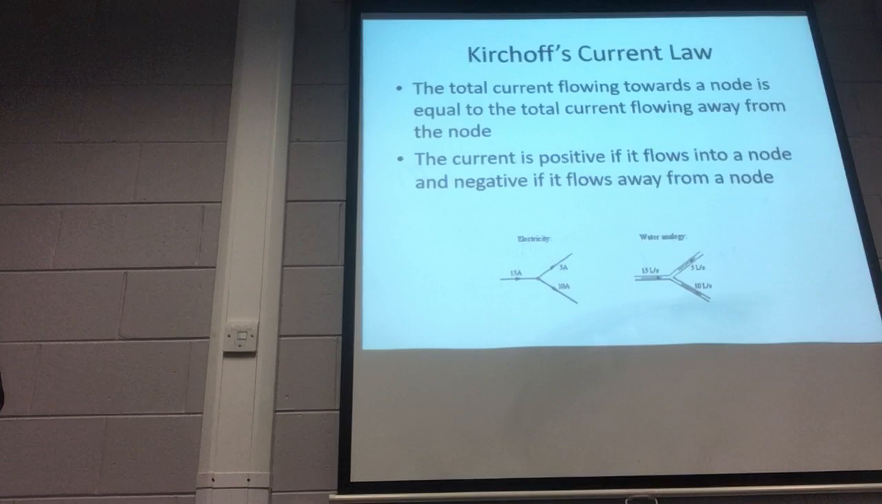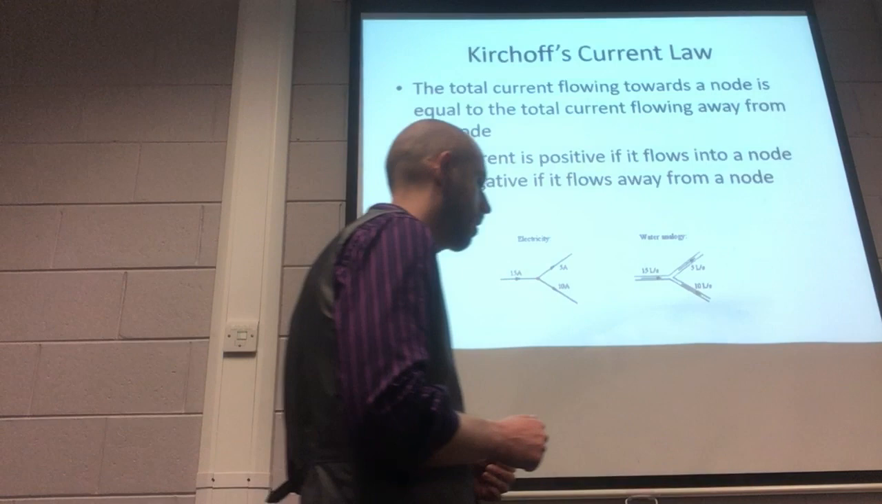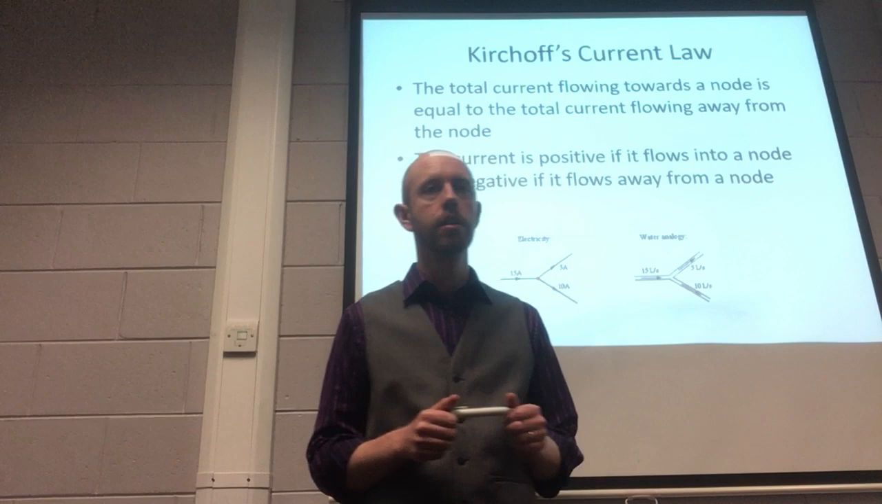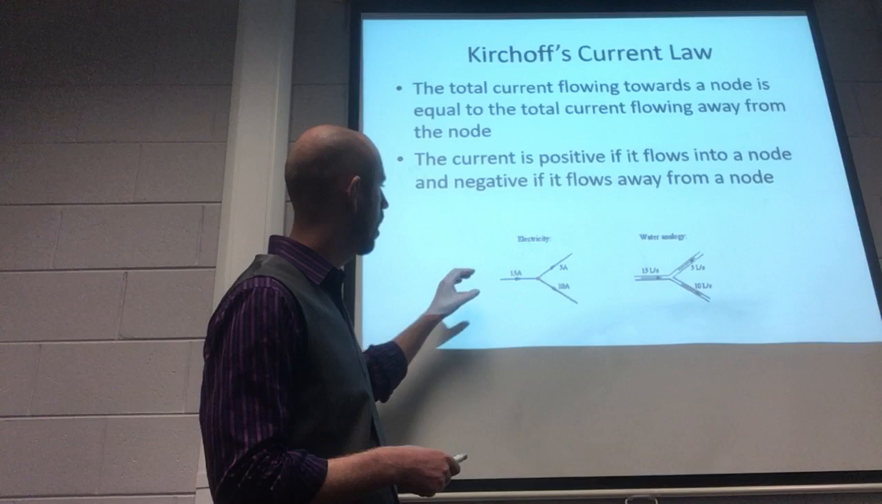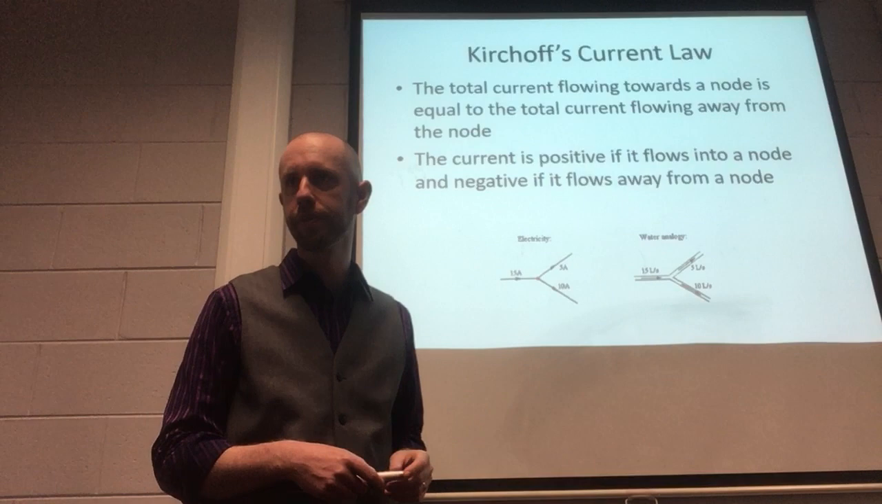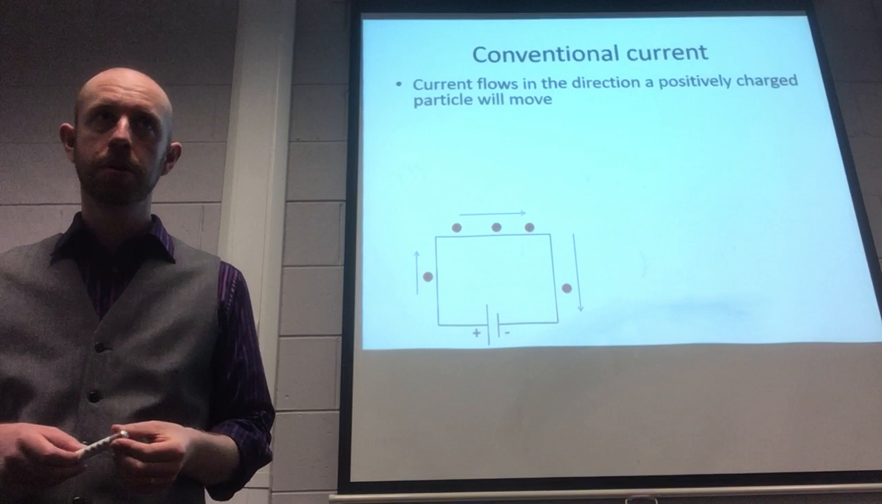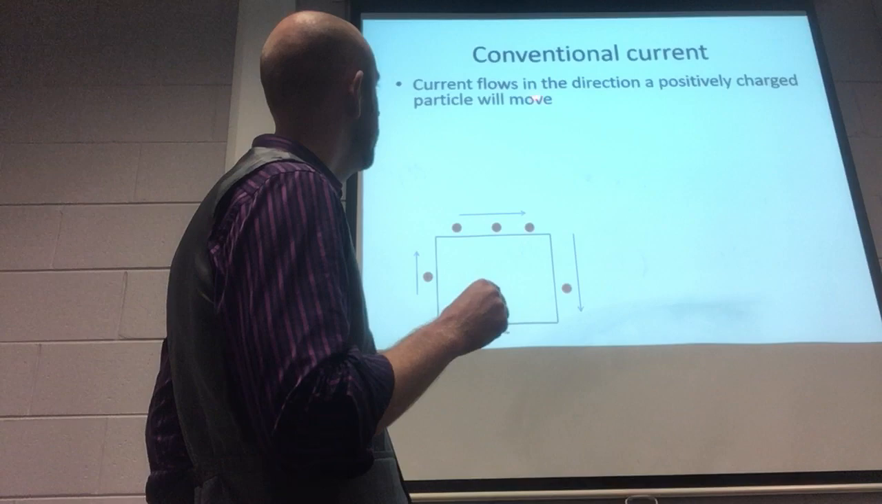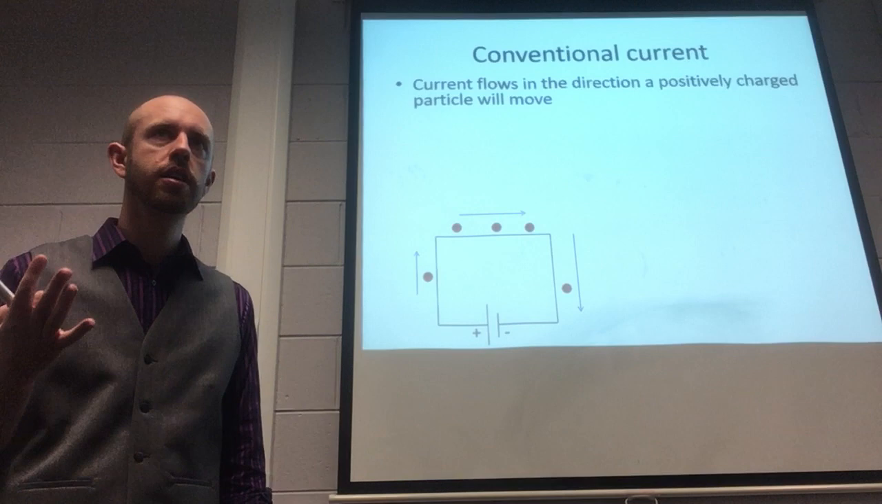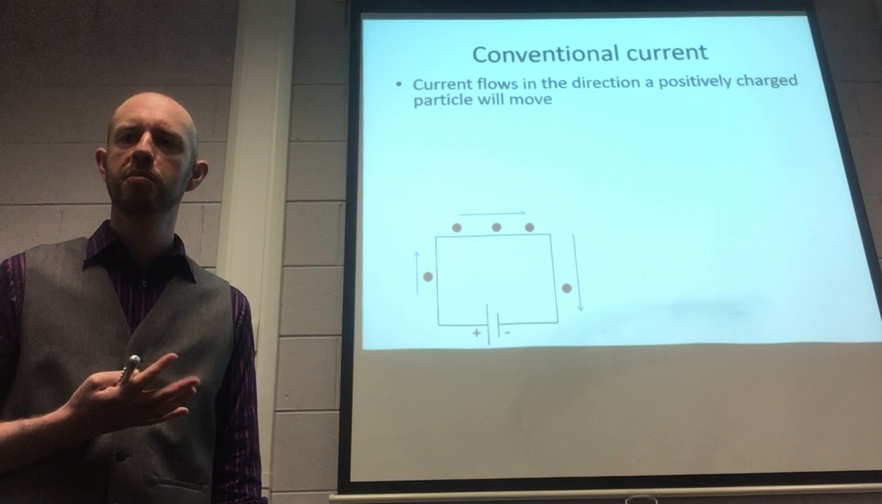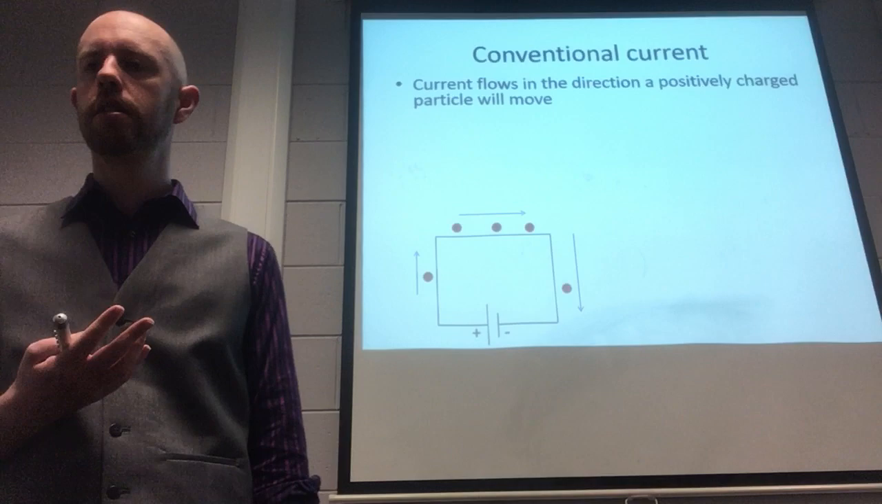There's also another convention when it comes to current, known as conventional current. We've got this convention here where we're saying current flowing into a node is positive and negative when it flows out. But what we actually call the positive current direction by convention is the direction a positively charged particle will move. So we know that in electrical circuits, it's electrons that are actually flowing, but by convention, we say that the positive direction of current is the direction that a positively charged particle will move.